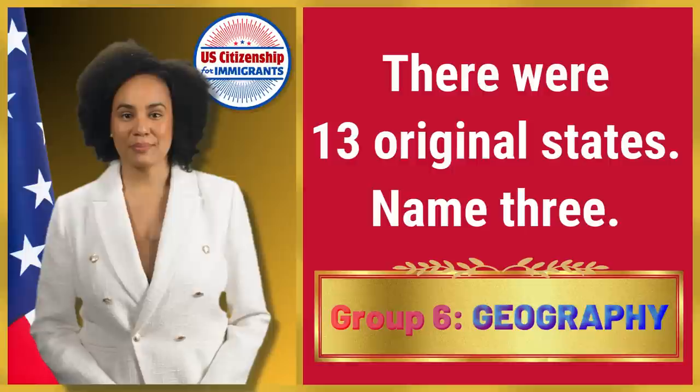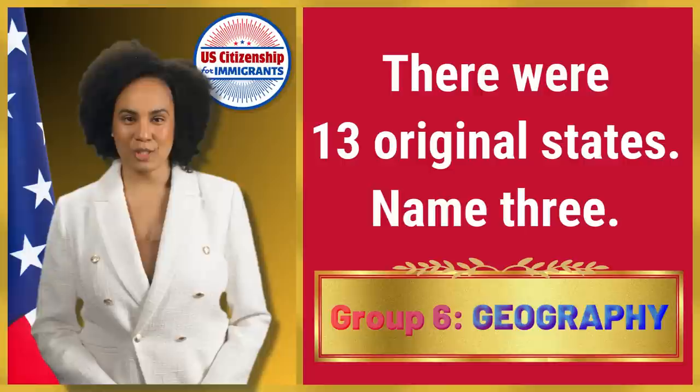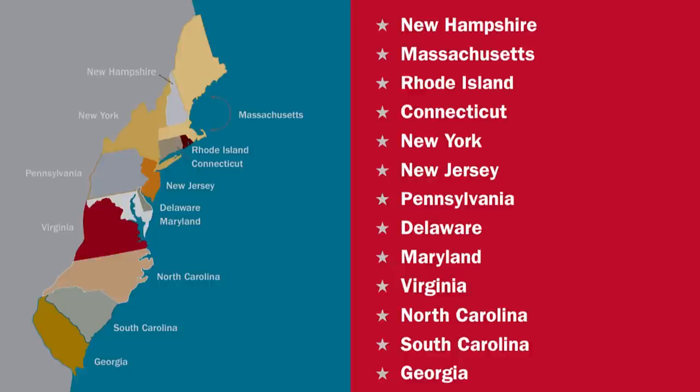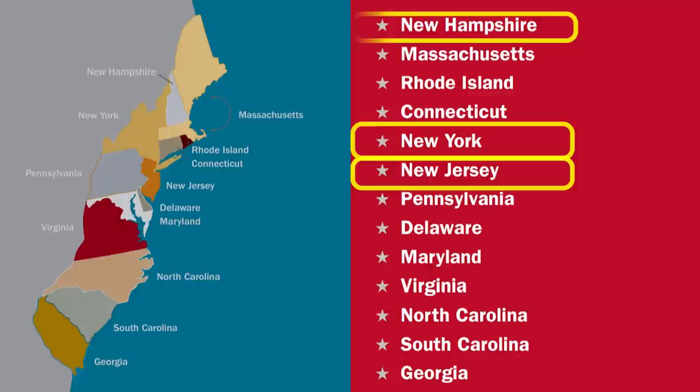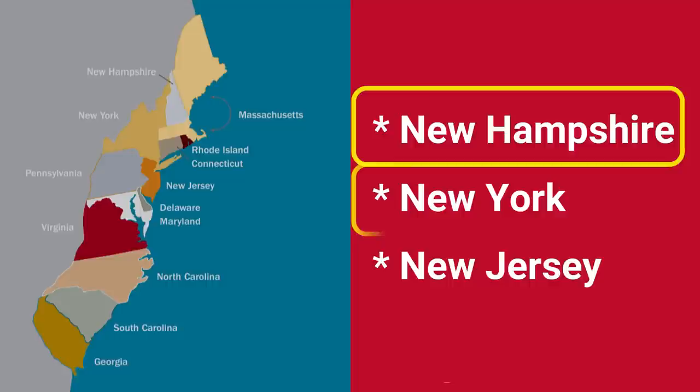There were 13 original states. Name three. New Hampshire, New York, New Jersey.